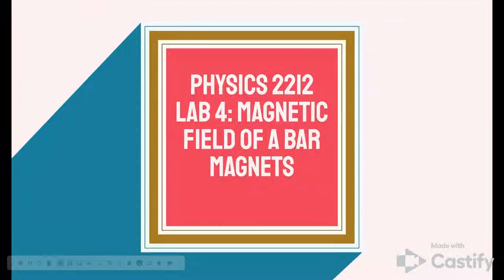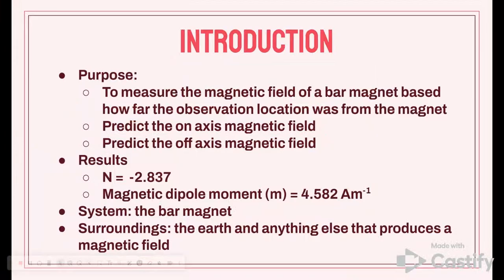Hi, this is my lab for Physics 2, and we analyzed the magnetic field of a bar magnet. So in this lab, we wanted to measure the magnetic field of a bar magnet based on the observation location from the magnet. We wanted to predict an on-axis magnetic field and the off-axis, and we found that it was negative 2.837 newtons, and the magnetic dipole moment was 4.582 1 over amperes.